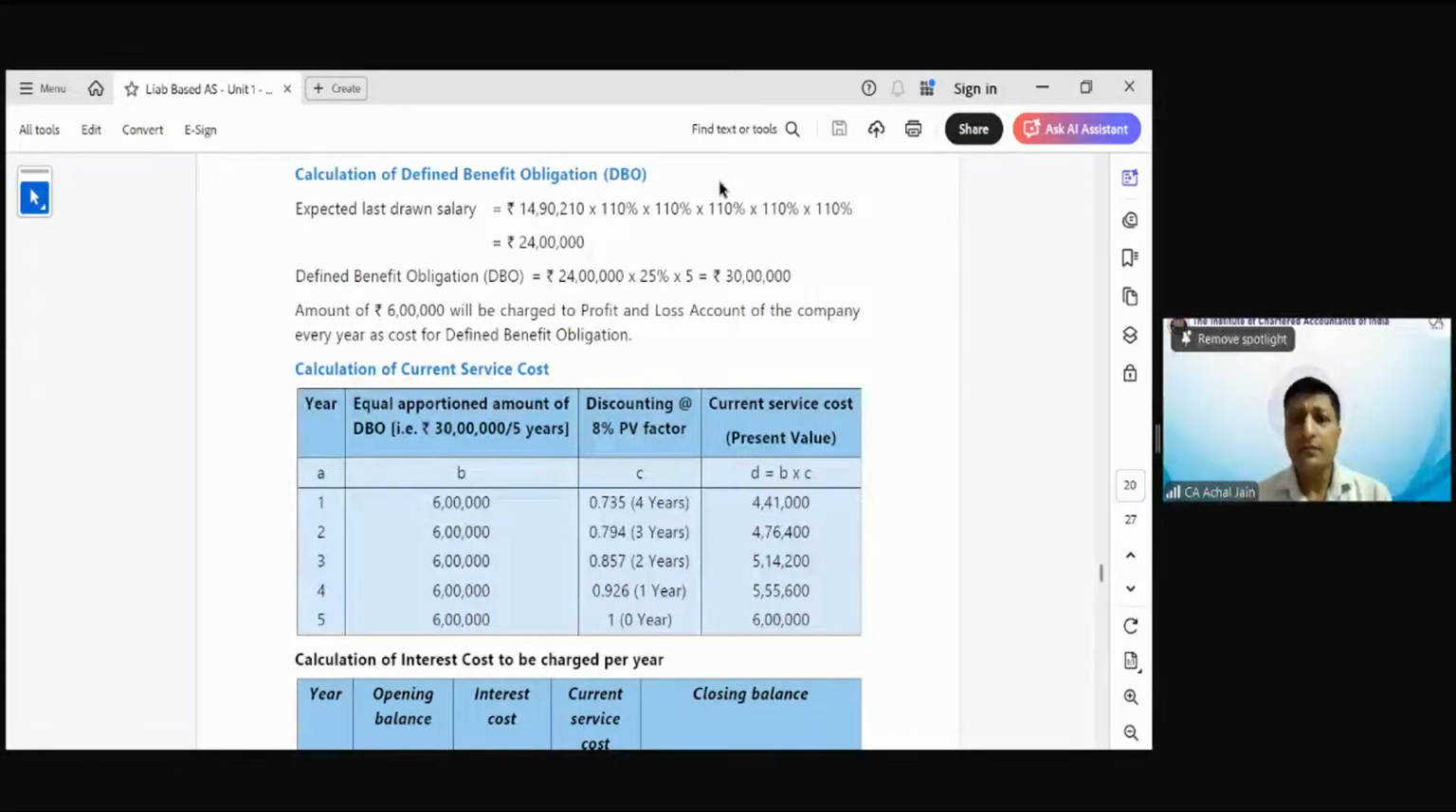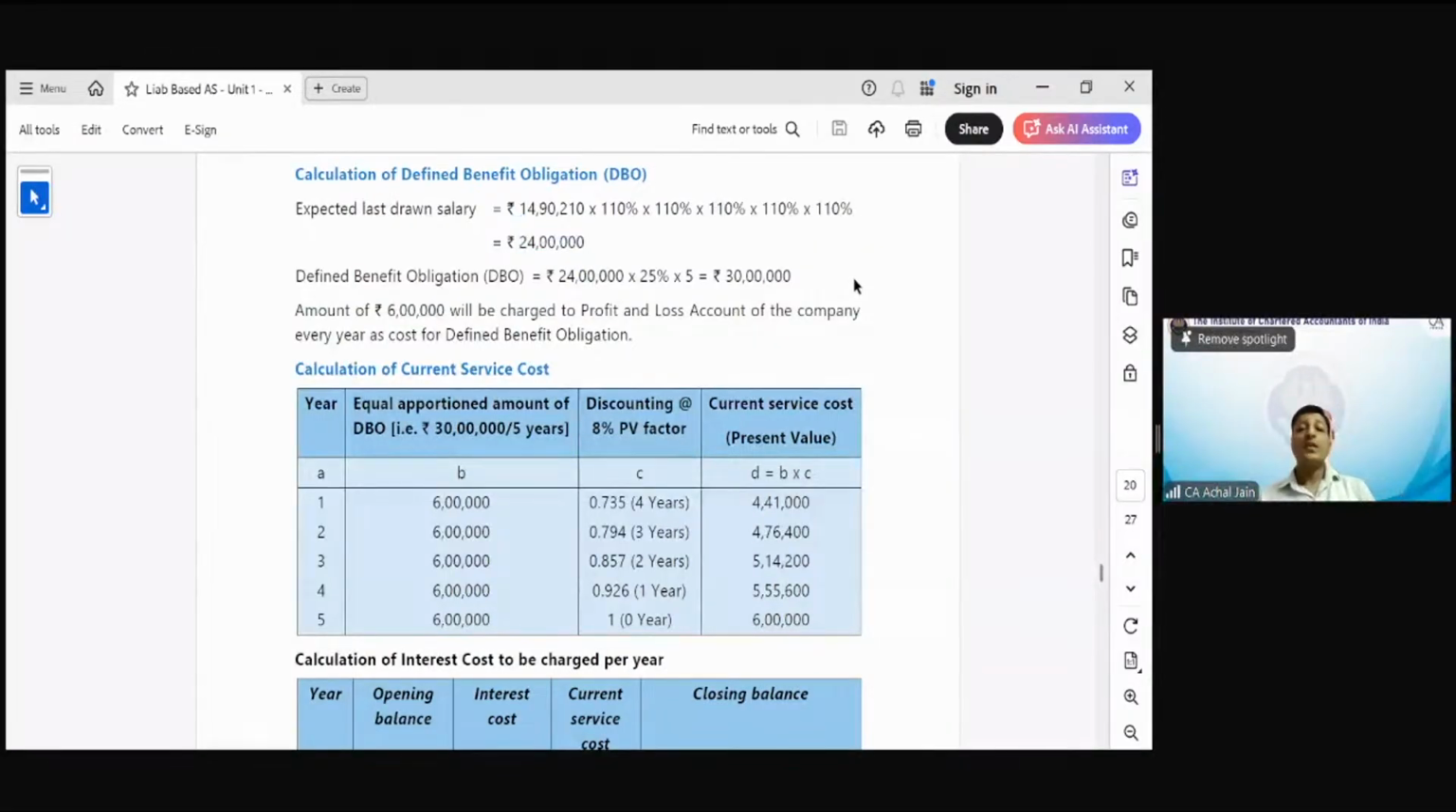How do you compute it? You know the salary today. After 1 year, what will happen? It will increase by 10%. So that's why you will multiply it by 110%. After second year, it will again increase by 10%. After third year, again 10%. Fourth year, fifth year. So after 5 years, what is going to be the salary? 24 lakhs. Correct? Right? Now, after 5 years, this is the salary which the employee is going to get.